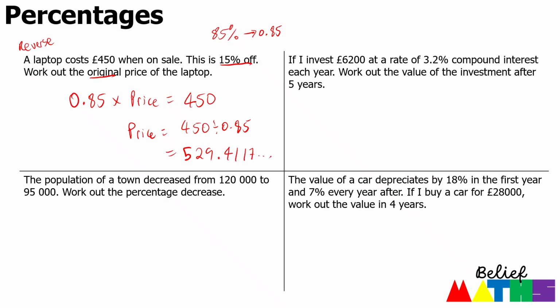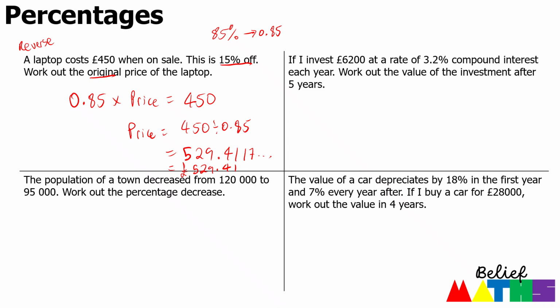So 450 divided by 0.85 gives us an answer of 529.4117, etc. Now, it doesn't tell us what to round to, but because we're working with money, we need to round to 2 decimal places or to 0 decimal places. So they might say give your answer to the nearest pound, or they might say to the nearest pence. So in this case, £529 and 41p was the original price.